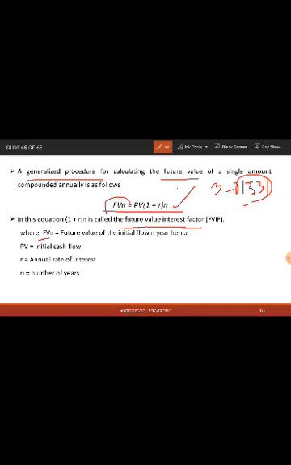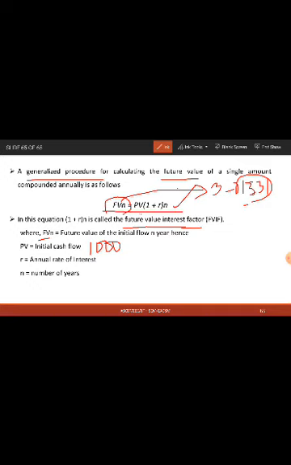Here FVN is the future value. So 1331 rupees is our FVN value; in our previous example, 1331 is the FVN value. And what is PV? PV is the initial investment, that is 1000 rupees. R is the annual rate of interest.